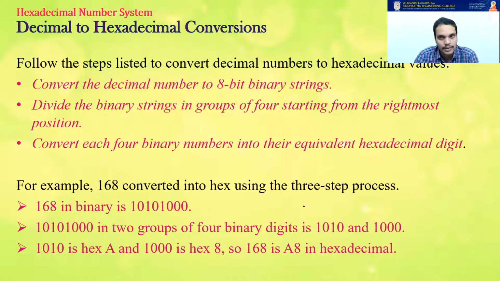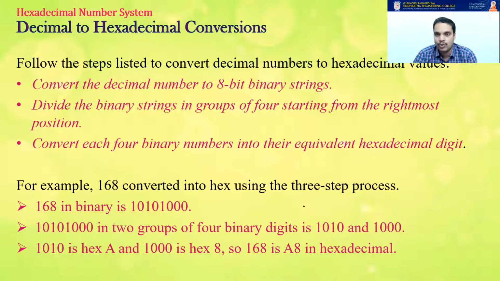Once again, I'll repeat the steps. You take the number, convert it into binary, and divide the 8 binary bits into groups of 4. Then for each group of 4 bits, whatever its equivalent in hexadecimal is, just write it down. That's all. This is how you convert a decimal number into hexadecimal.